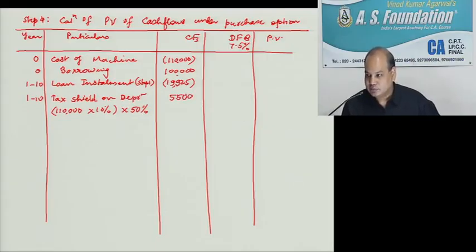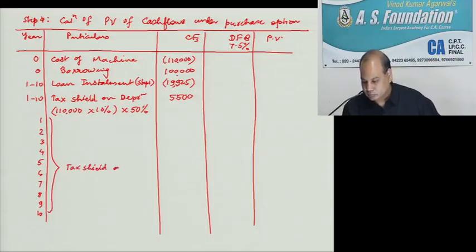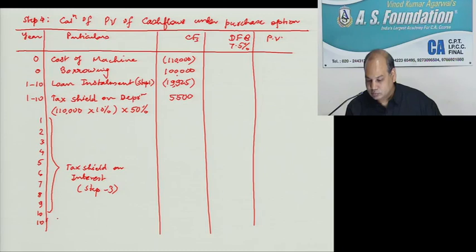Positive or negative? Positive. Very good. Now write year 1, 2, 3, 4, 5, 6, 7, 8, 9, 10. You will write tax shield on interest in bracket step number 3. And then in year 10, write one more thing: salvage value net of tax. Here you can assume that it is subject to taxation.